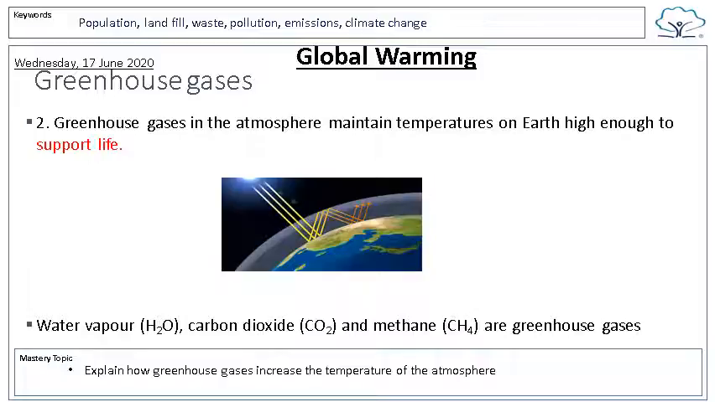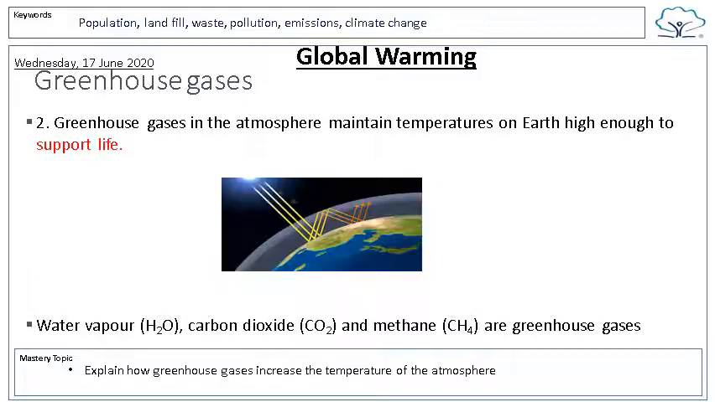Now we need to talk about how those 3 greenhouse gases contribute to the greenhouse effect. So greenhouse gases in the atmosphere maintain temperatures on Earth to be able to support life. The greenhouse effect isn't entirely man-made, it is a naturally occurring phenomenon. The only effect that humans have is to make this effect worse. It's making it more apparent. Without humans, it would still exist. We do need it. It is a good thing.